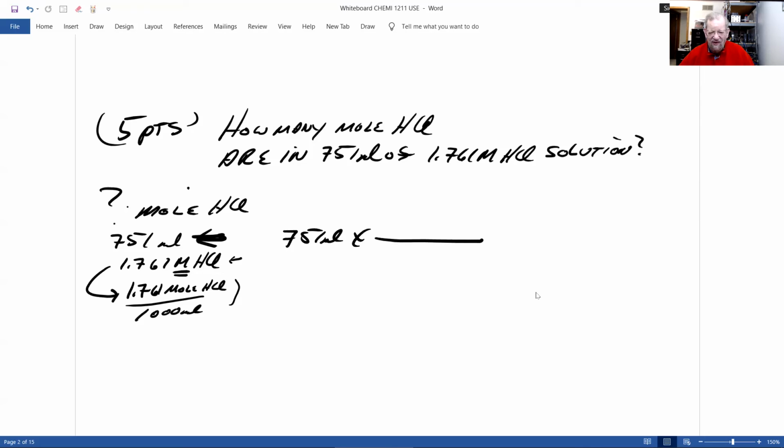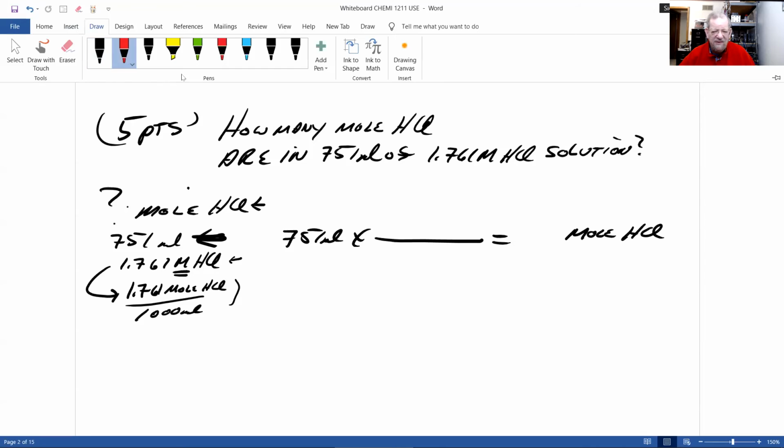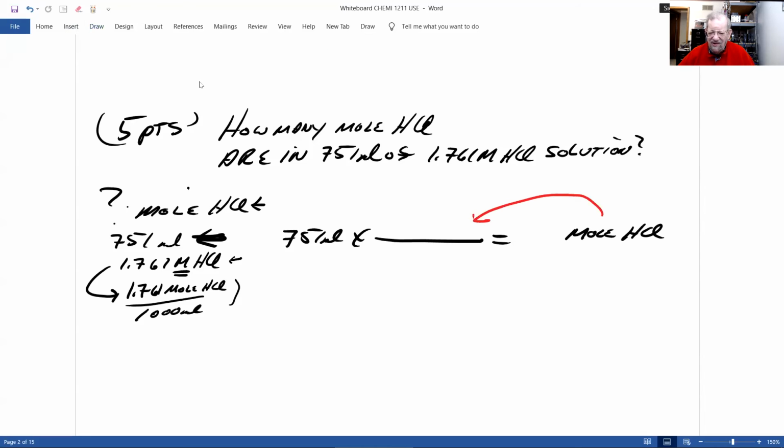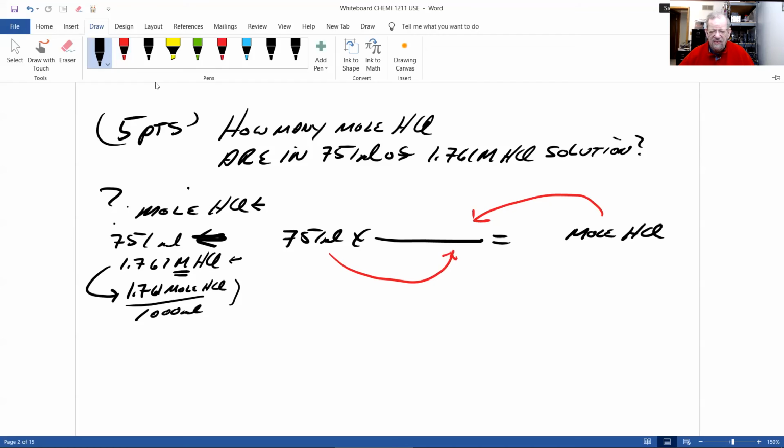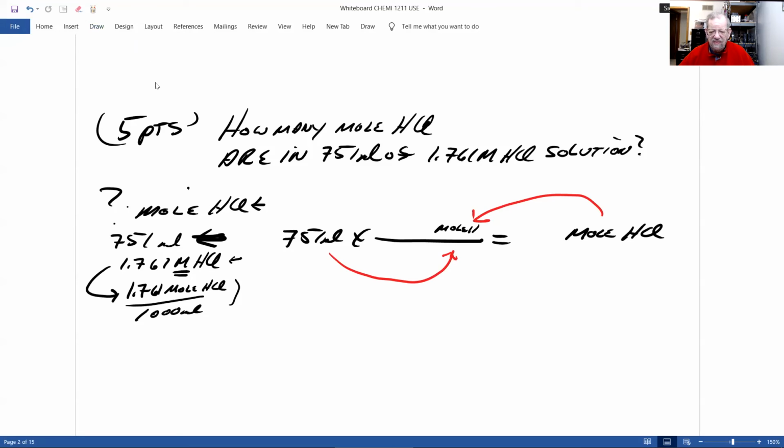If I had a ratio, what would the units of my answer be if I multiplied that times 751 milliliters? Well, I want moles of HCl. And now I'm going to use my good buddy, my good friend, unit analysis. Whatever I'm trying to get to goes on top of the units. Whatever I'm trying to get rid of goes underneath. So I'll write those in.